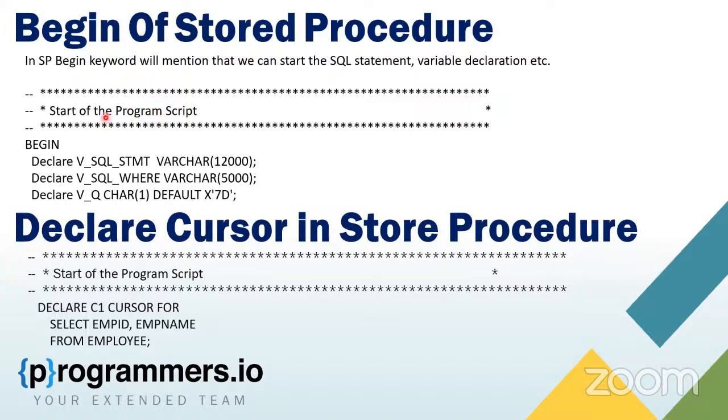So this is the actual beginning of the code in the stored procedure. Previously, we just used the create statement and received parameters. Now, this is the beginning of the stored procedure, which means the business logic starts from here. After the beginning, I have declared some parameters or variables, and you can see this is the type of the variable and this is the length of the variable. Now I have defined a cursor, C1, to select the employee ID and employee name from the employee table. I am selecting those data.